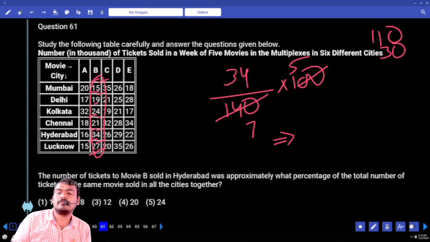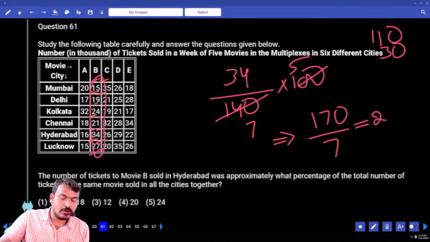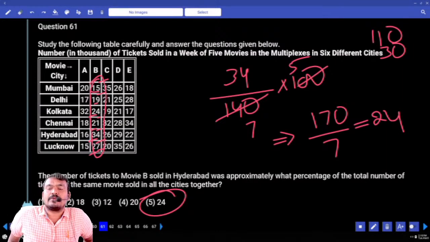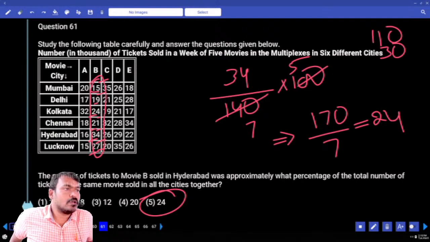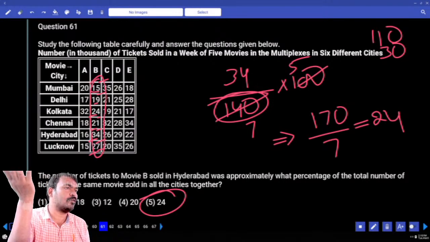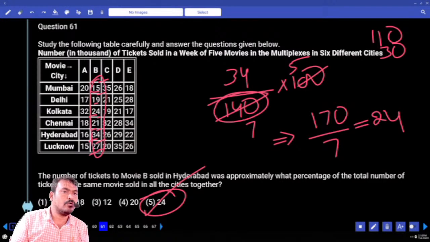34 into 5 means 170 by how much value? 7. 7 twos are 14. What is the remaining value? 30. 30 means almost 4 times. Which option? The fifth one. Is it more than 20% or less than 20%? More than 20%. What is 10% of the denominator? 14. 20%? 28. But the numerator is more than 28, so the answer is also more than 20%. How many options? Only one.